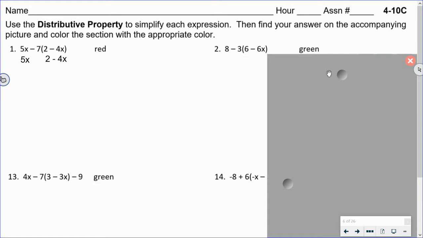I'm going to go ahead and do some quick problems with you. This is today's assignment. I'm going to make this super quick. We're going to simplify. And then you may use the other paper to color in. That'll help you check your answers.